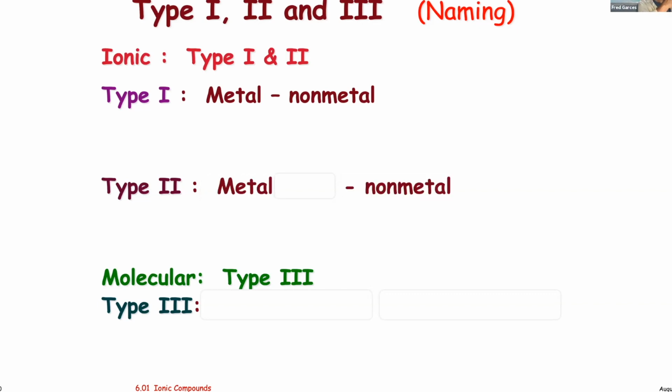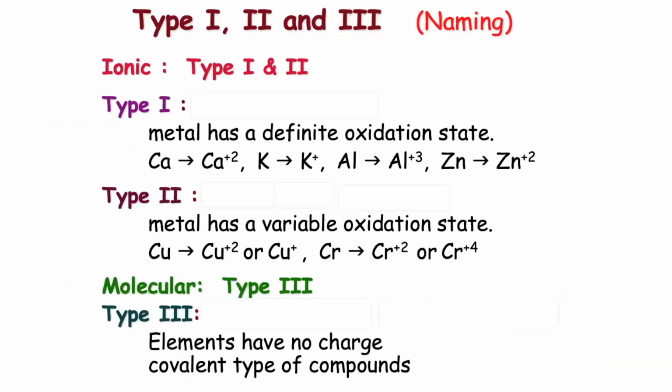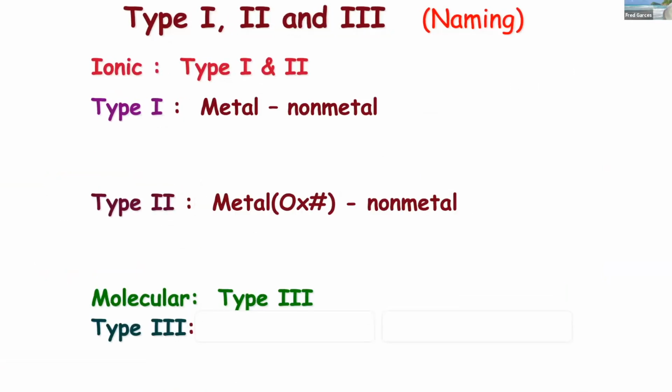Type 2, this is a little bit like type 1. You have a metal and a non-metal, but now the metals come from the transition metals. Remember these elements right here? I told you that they can give up 1, 2, 3, 4. You don't know how many. Well, we need a special way to determine how many electrons they give up. So we do that by indicating how many electrons are given up. That's called the oxidation state.